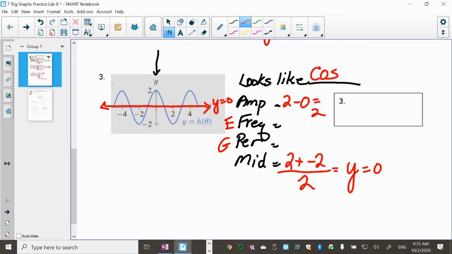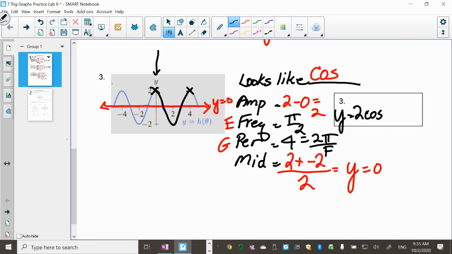So I'm going to follow this. So I start up here high, end up here high. How long did it take for me to see one curve? 4, that's my period, which equals 2 pi over my frequency, or my frequency is, flip their places, pi over 2. So my equation is y equals 2 cosine, pi over 2, is it still theta?